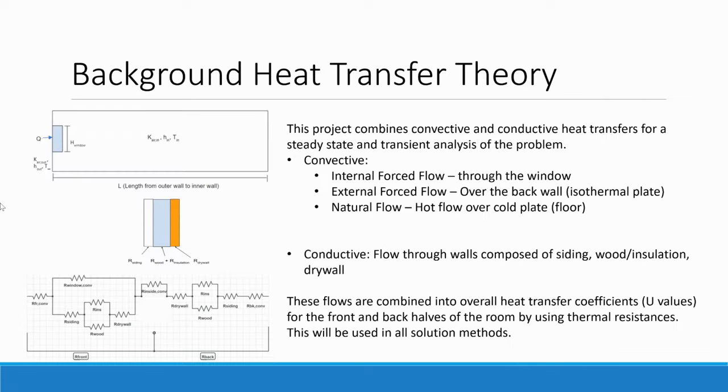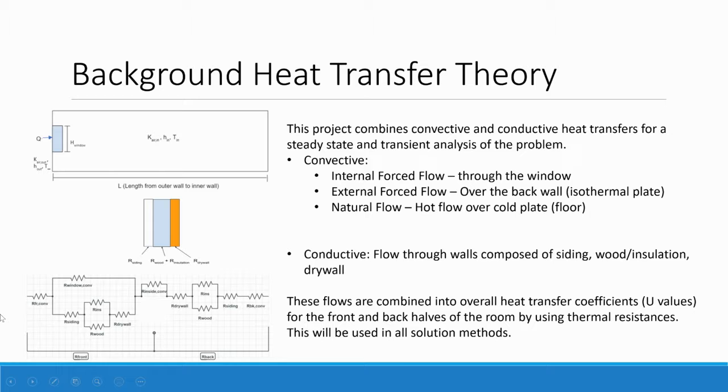Our background heat transfer theory involves convective and conductive heat transfers. Convective heat transfers come from internal forced flow through an open window, external forced flow over the isothermal plate of the back wall, and natural flow over a cold plate considered as a floor. Conductive heat transfer is done by a temperature difference between walls composed of siding, wooden insulation, and drywall.